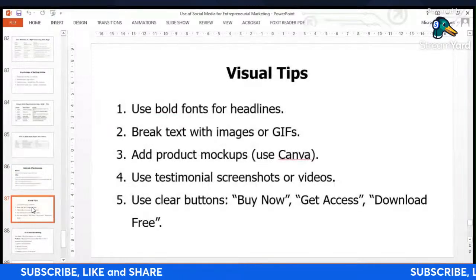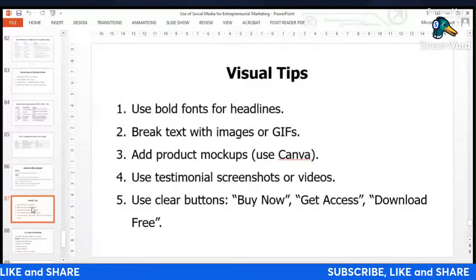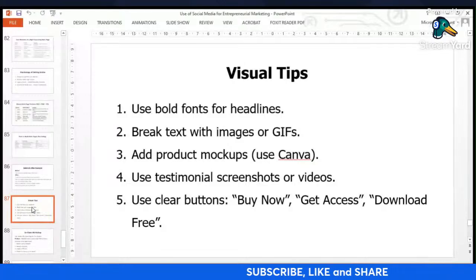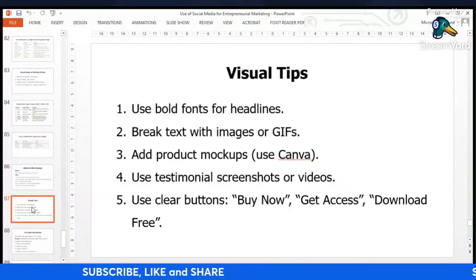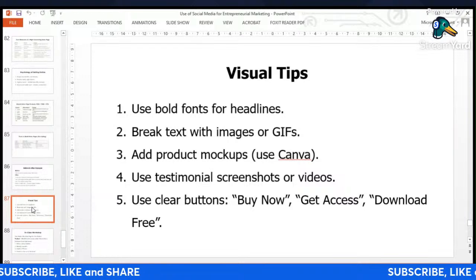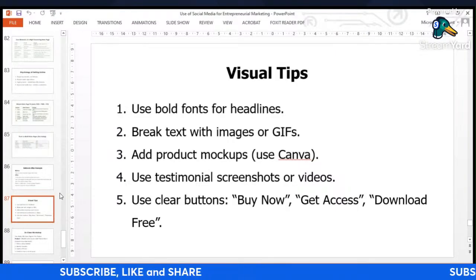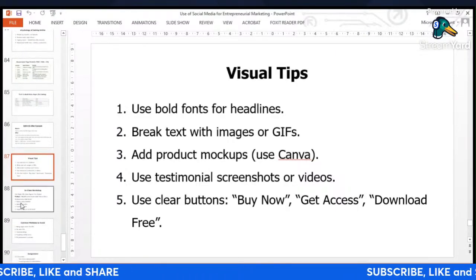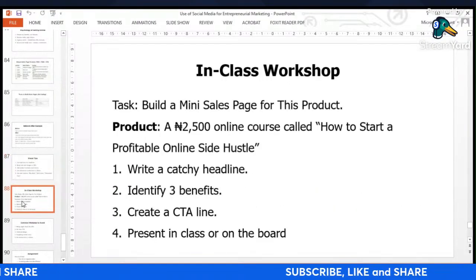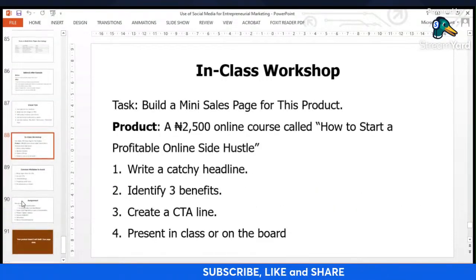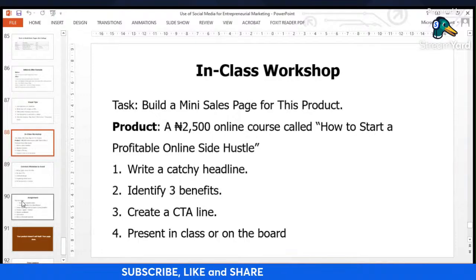Some of the things to take note of in order to make it visually appealing: use bold fonts for headlines, like you can see in the example from Systeme I showed. Break text with images or GIFs and product mock-ups. You can use Canva. Use testimonial screenshots or videos. Use clear buttons: buy now, get access, download free, and all of that.